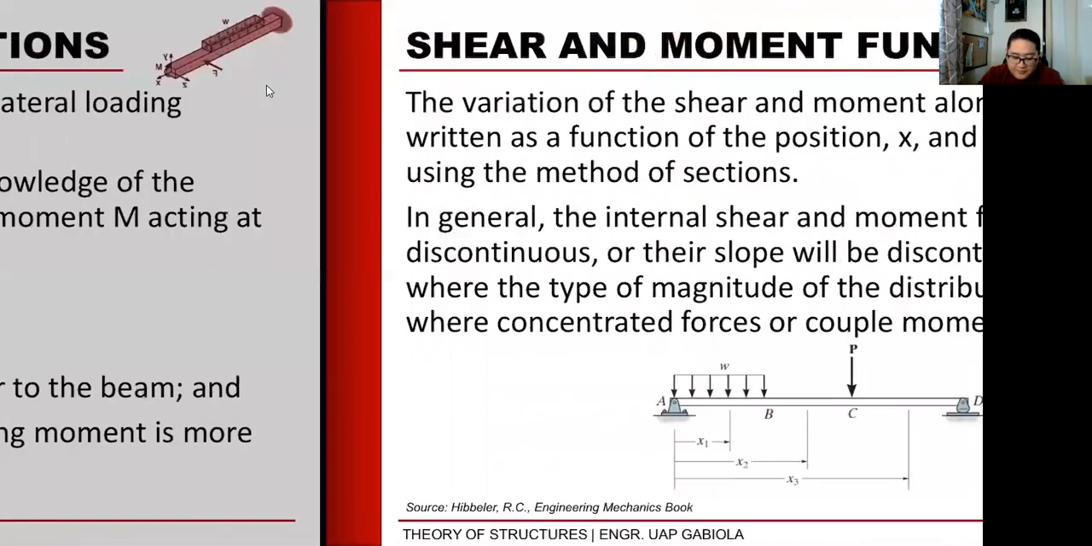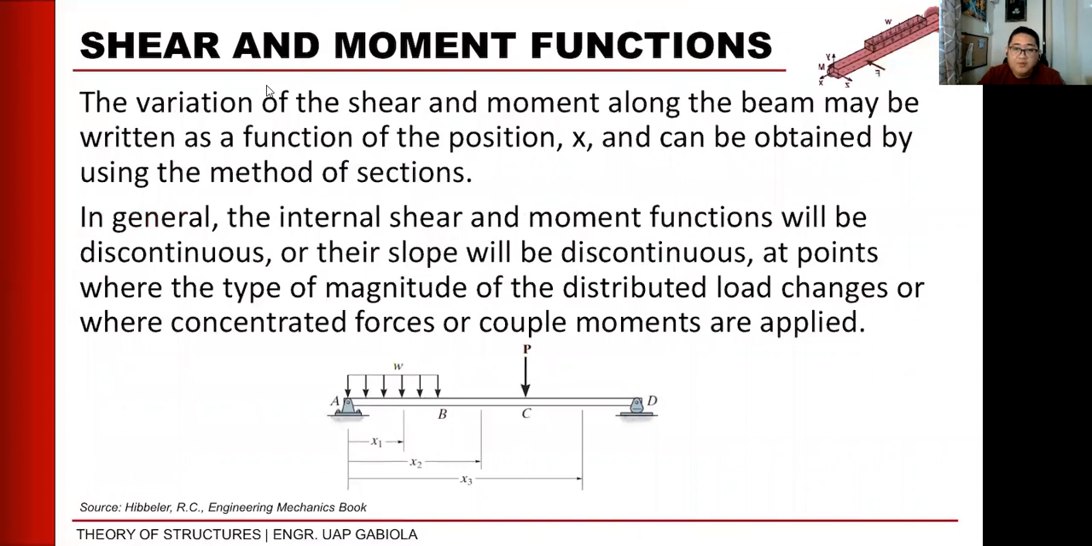Okay. So the variation of the shear and moment along the beam may be written as a function of x or yung position niya. Okay? So generally, inaano natin siya, nilolocate natin siya from the outermost leftmost na reaction, no? So usually ang practice from left to right. Okay? Kaya lagi ang origin or ang reference is yung x natin, yung left support natin, yung A natin.